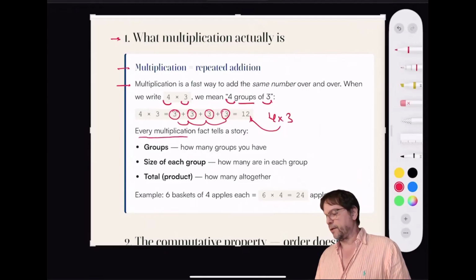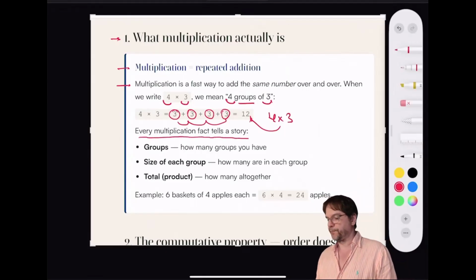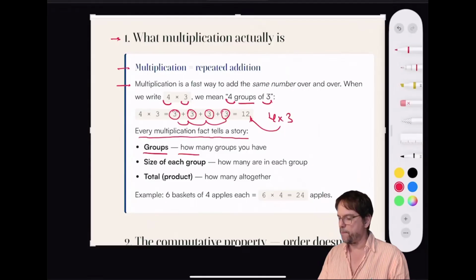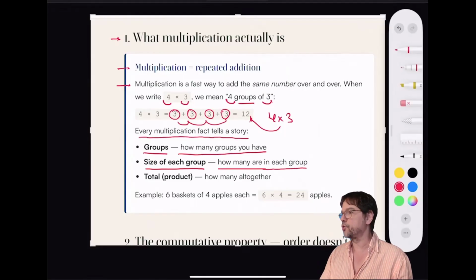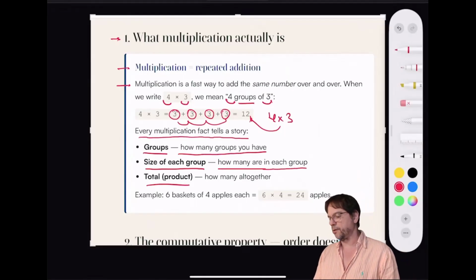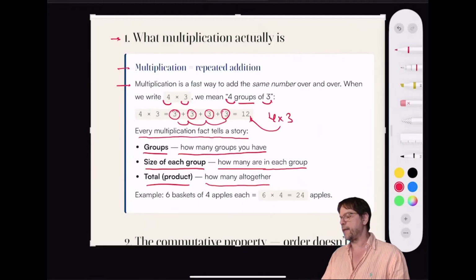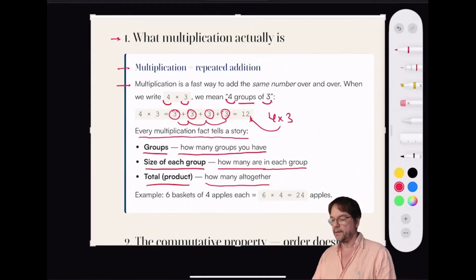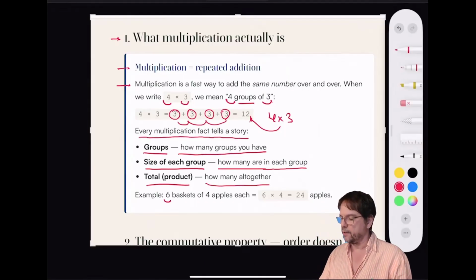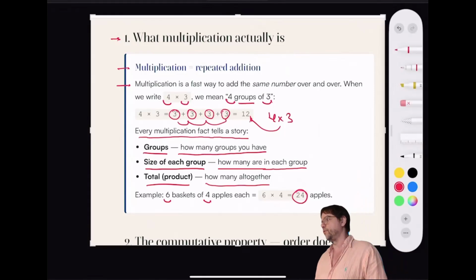Okay, every multiplication fact tells a story. Groups: how many groups you have. Size of each group: how many objects are in each group. Total, the product: how many altogether. And generally you do one times the other. Example, 6 baskets of 4 apples each. 24 apples total.